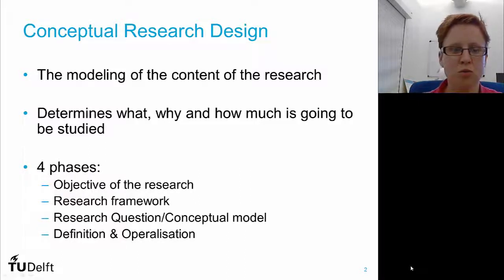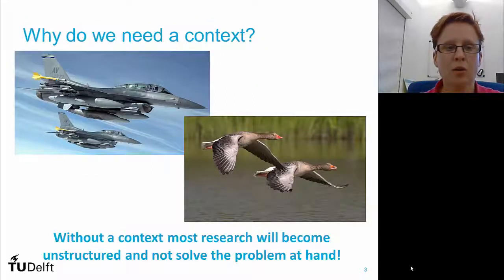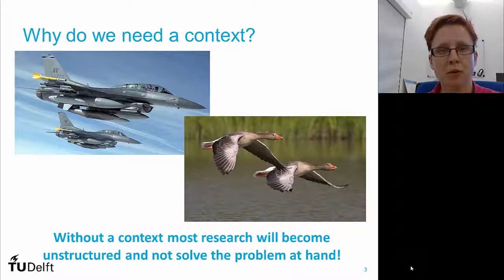So, how is this all going to work? Well, the first thing that you need is context. Let's assume you're going to study flying. So what is it that's flying that you're studying? Of fighter jets or of geese. So it's very important that you need a context for your research. In which context are you carrying out the research that you're doing? Because without a context, your research becomes unstructured and you're not actually solving the problem at hand. So you need to make sure that you have a good idea in what context your research falls.